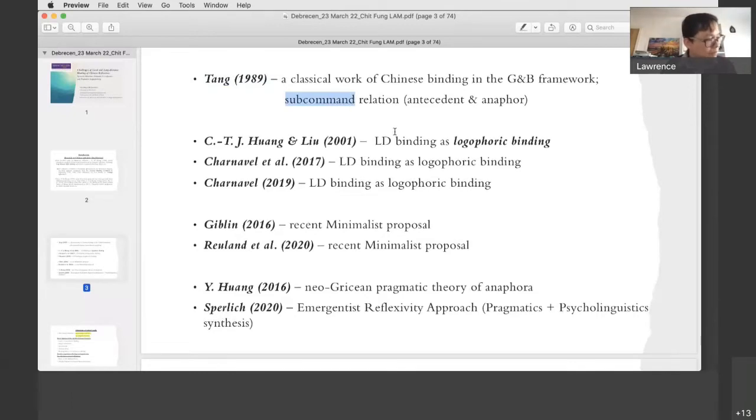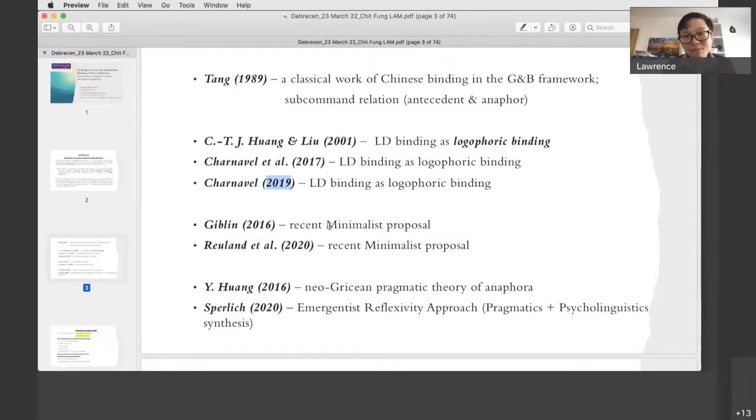At the same time, some theoretical linguists later proposed that long-distance binding is not anaphoric in the sense that it should be something called logophoric binding. This is quite important to my proposal as well, and I'll talk about logophoric binding. Logophoric binding started, actually a bit earlier than 2001, and up to this day, for example, Charnavel and others are still talking about logophoric binding as the real identity of long-distance binding.